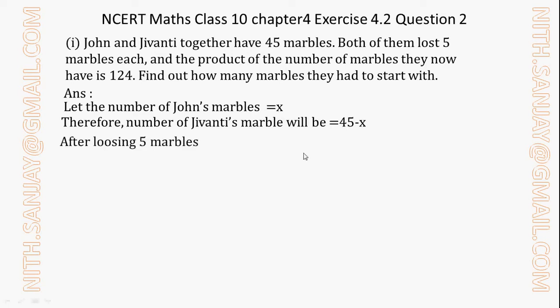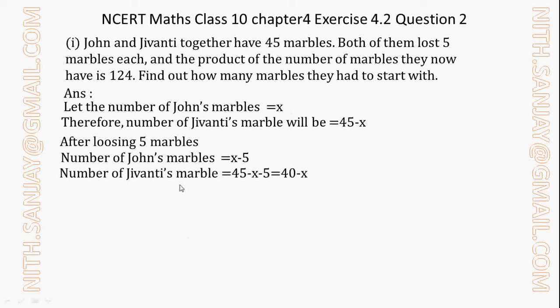Okay, after losing 5 marbles, because what is given is both of them lost 5 marbles. So now we will calculate after losing 5 marbles how many marbles they are left with. John is left with x minus 5, because he had started with x marbles. After losing 5 marbles he will be left with x minus 5. We will subtract 5 from this value. In a similar way the marbles left with Jivanti will be 45 minus x minus 5. This was the initial marbles with Jivanti. Now we have to subtract 5 from this, so we have done it. Now the marbles with Jivanti is 40 minus x.